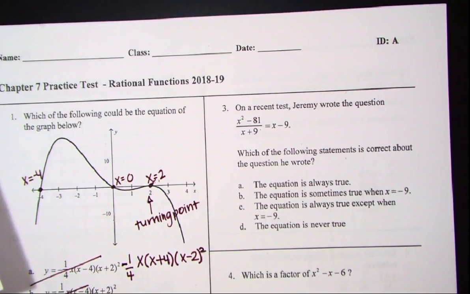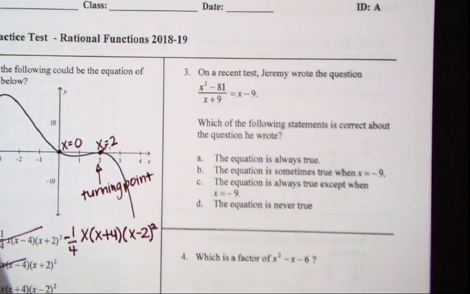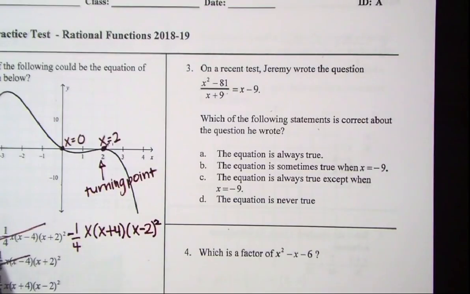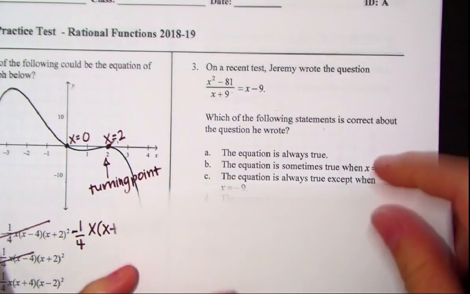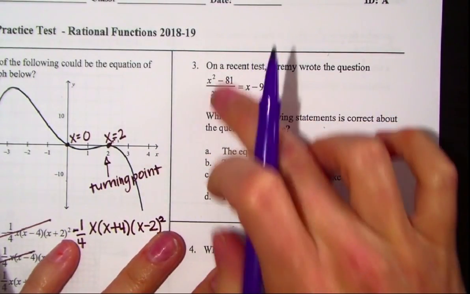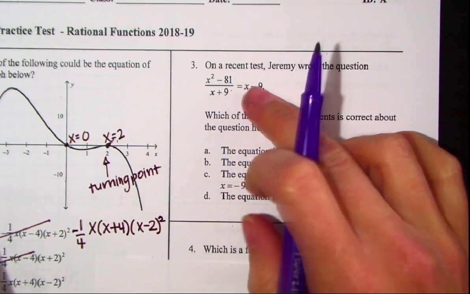Okay, number 3, on a recent test, Jeremy wrote this question. Which of the following statements is correct about this question that he wrote? So I'm going to probably do that on a little separate sheet of paper to show some more room. If I were to solve this, what I'm going to do is simplify this side to see if it gets me x equals 9.